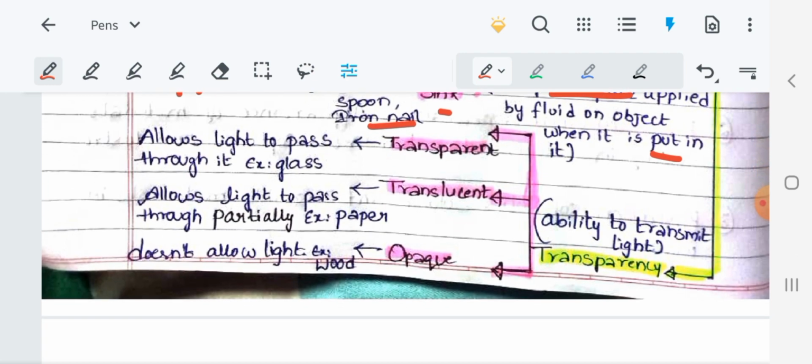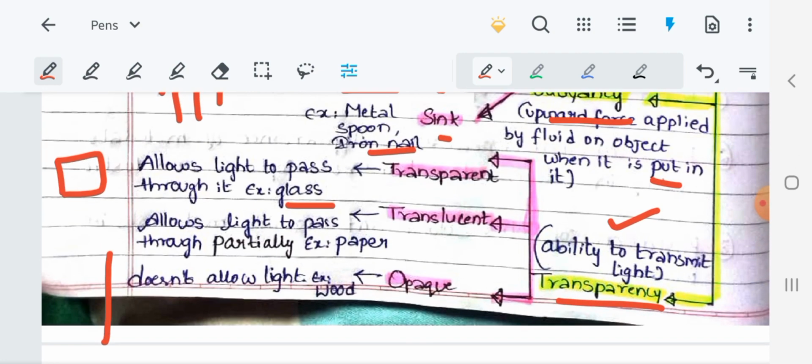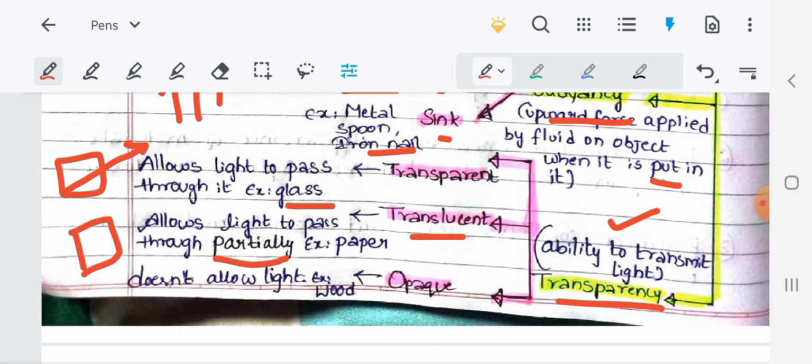The last category based on which materials are sorted is transparency. As I told you earlier, it is the ability of an object to transmit light through it. Think you're taking a glass. If you look through the glass, you can observe what is on the other side, because it allows light to pass through it. Such materials are called transparent objects. Translucent things are like oily paper or butter paper. They allow light to pass through them, but only partially, not completely. So you don't have a clear picture of what is on the other side, but you can see it in a blurry way. This is called the translucent property.